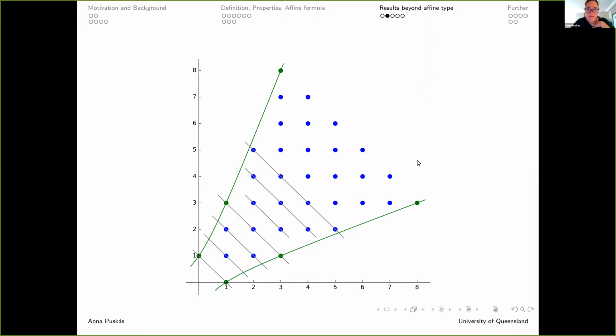Okay, so this is just an illustration again that we proceed by induction on height, and these bigger blue dots here are a Weyl orbit, so we have to only do this once on this Weyl orbit.